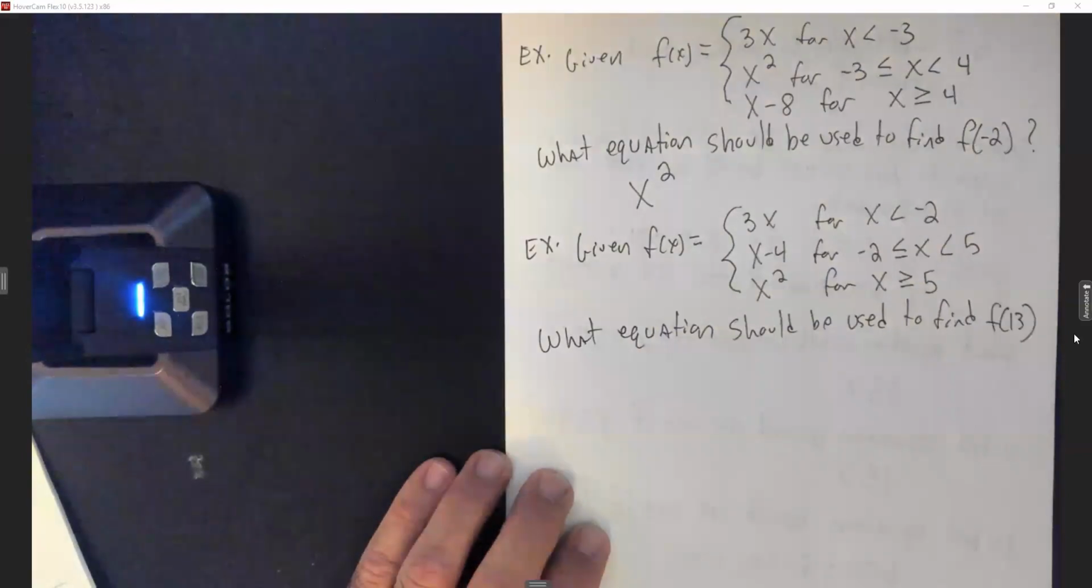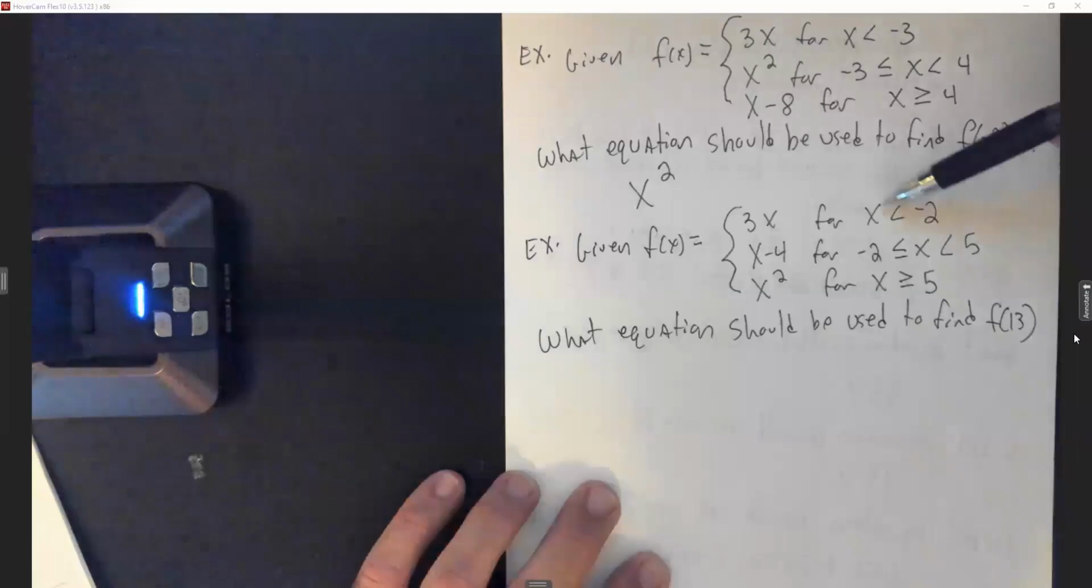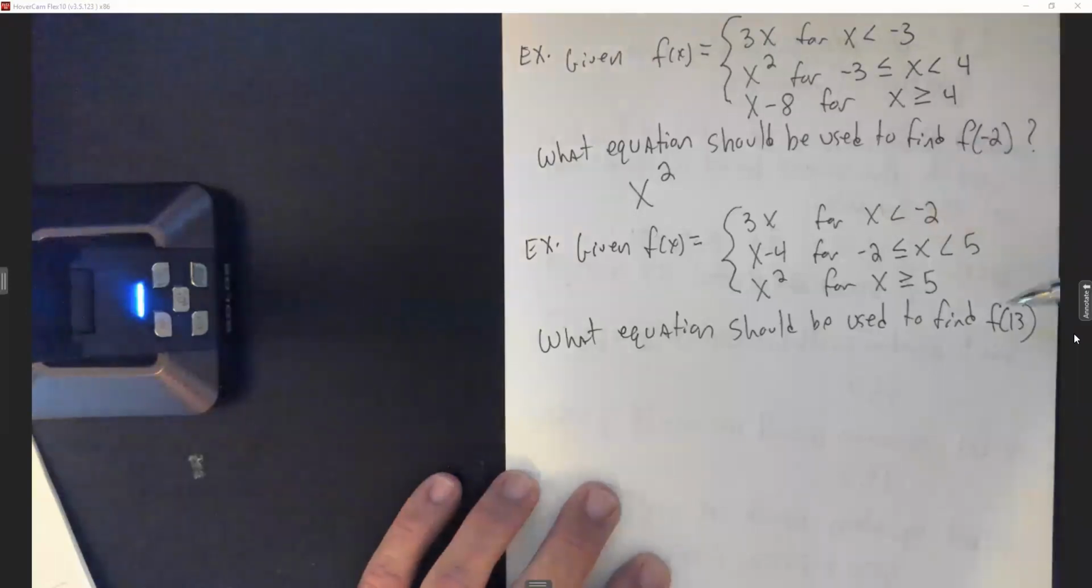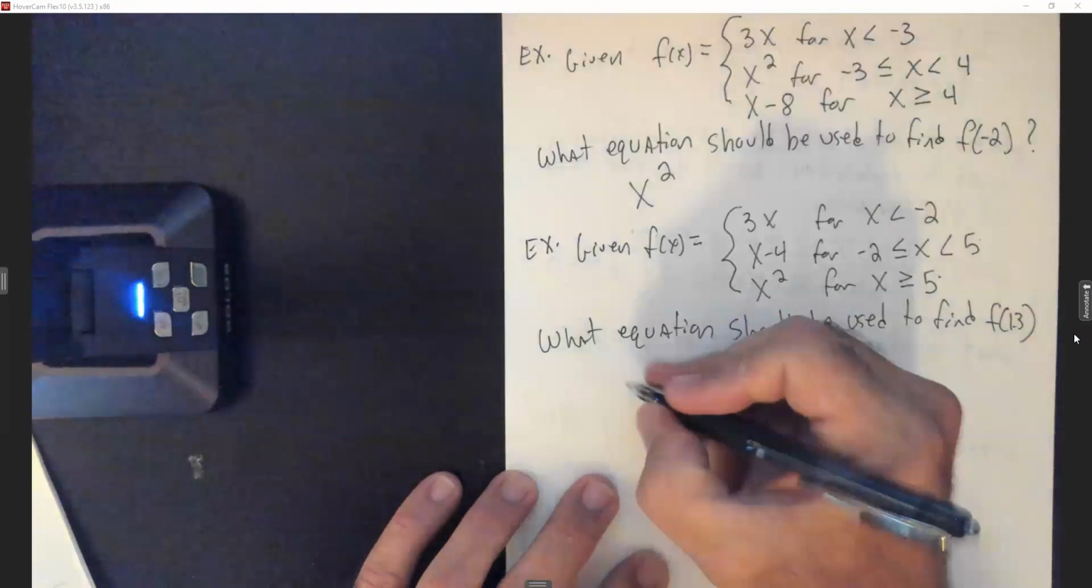So I got to go over here. Let's see, 13 is not less than negative 2, so I can't use that equation. 13 is not in between the negative 2 and the 5, so I cannot use that equation. So then I look at the third one, and it says for any x greater than or equal to 5, which 13 is greater than or equal to 5. So once again, I would use the x squared equation.